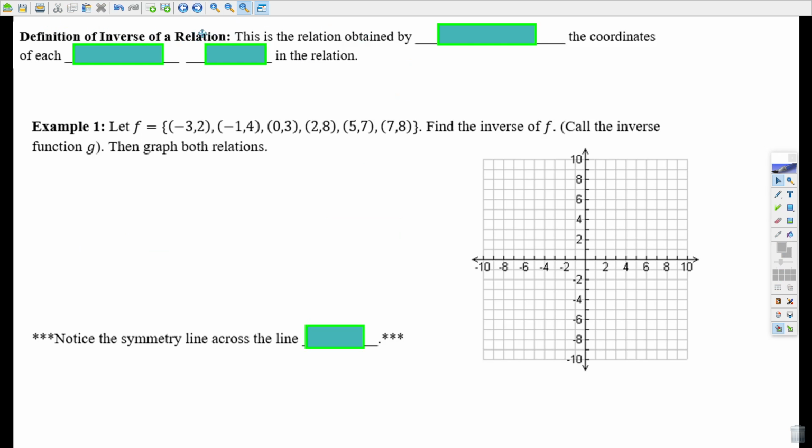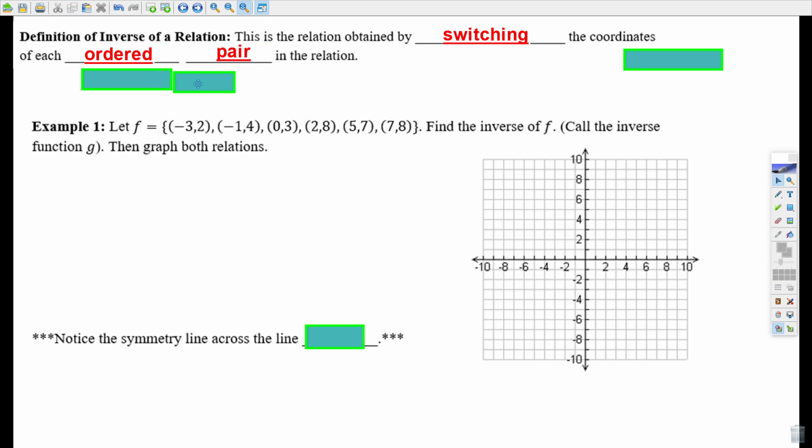So the definition of inverse of a relation. If you remember, a relation is just any set of ordered pairs. So an inverse relation is obtained by switching the coordinates of each ordered pair. So if you have a bunch of ordered pairs and you switch the coordinates, you now have that relation's inverse.